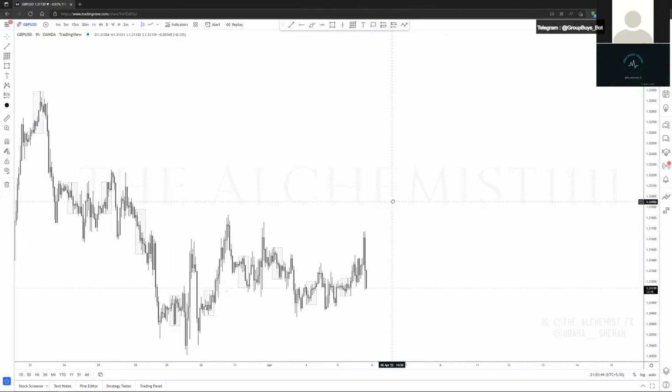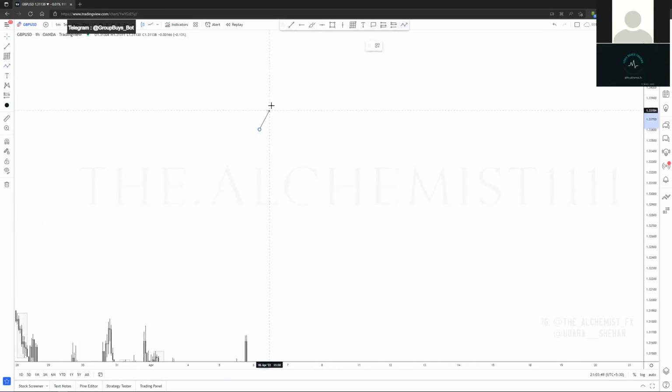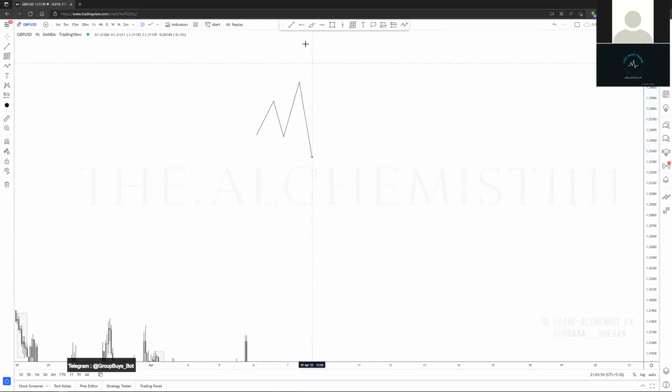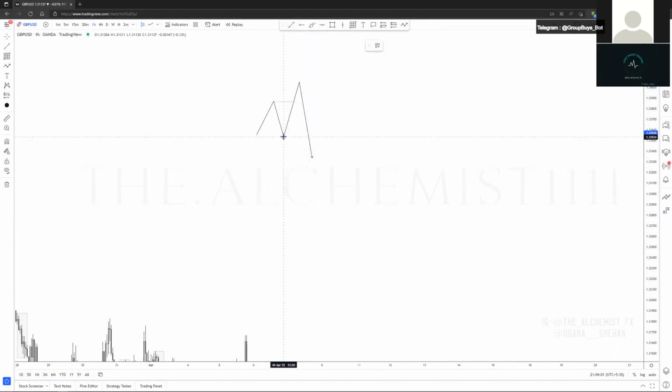So a strong high is something like this. A high that takes out liquidity and then breaks structure. That's it. This is all you want to see. It has to do a stop hunt, and then it has to give you a break of market structure. This is it. This is all you want to see.